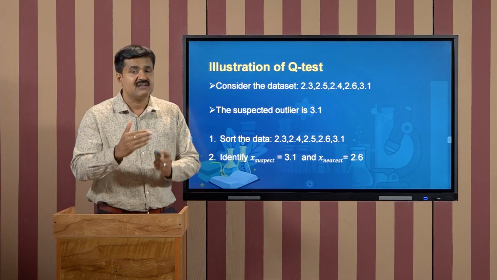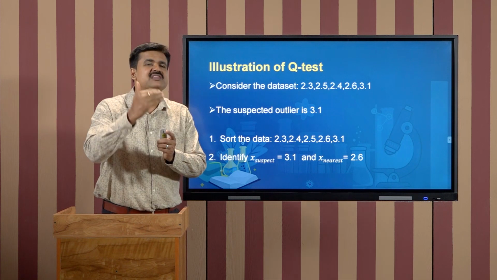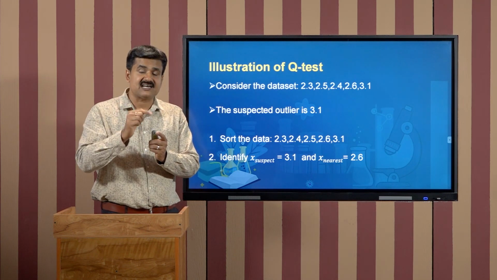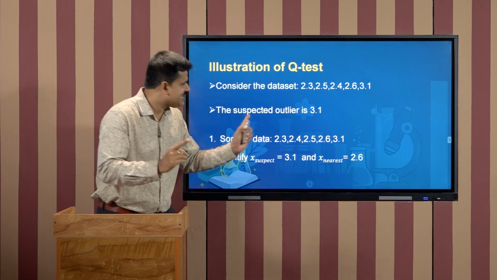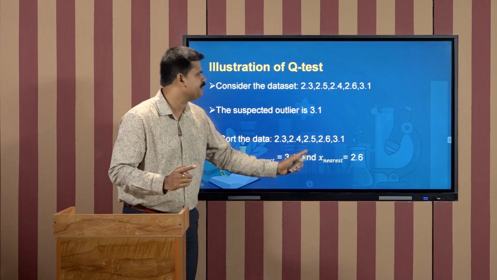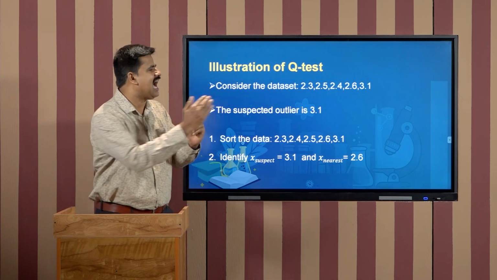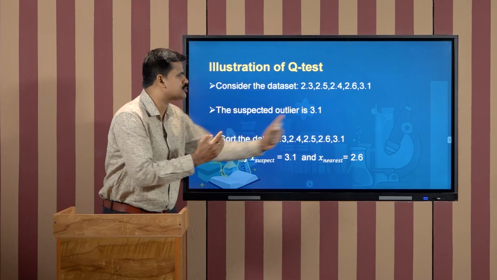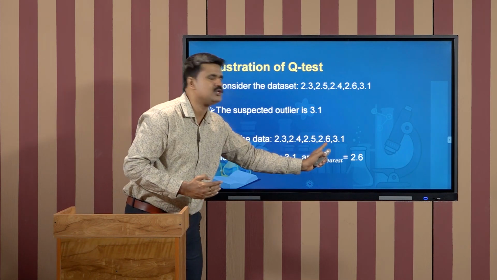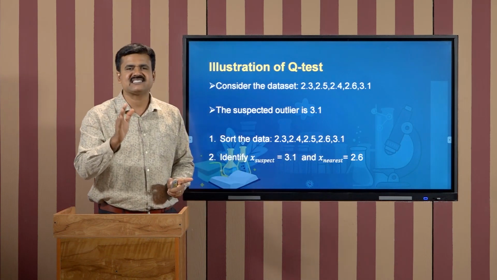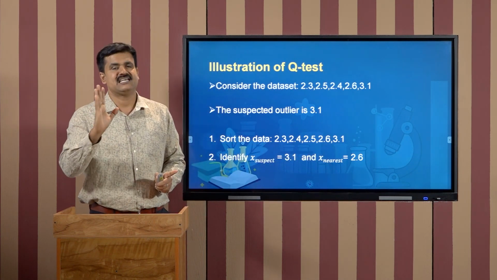The value which is very close to the suspect outlier is taken as X nearest. So, in this sorted data, 3.1 is the suspected outlier and the value which is very close to 3.1 is nothing but 2.6. 2.6 is taken as X nearest.